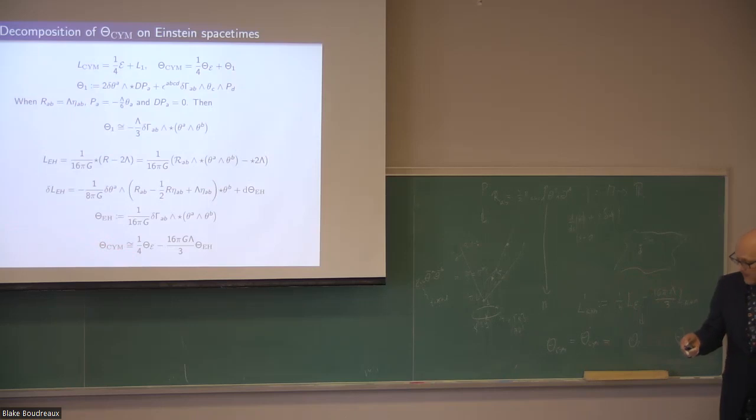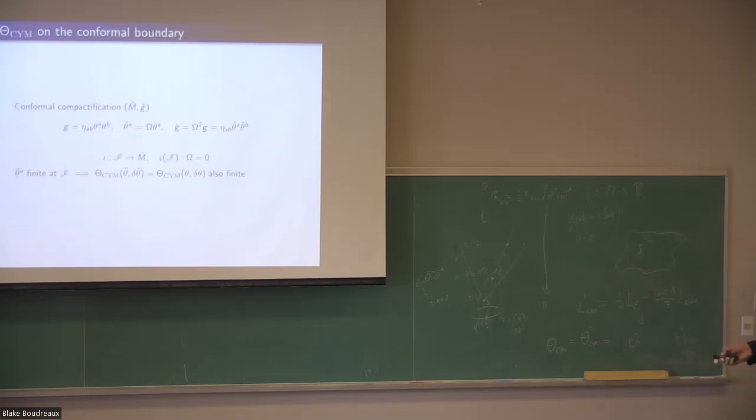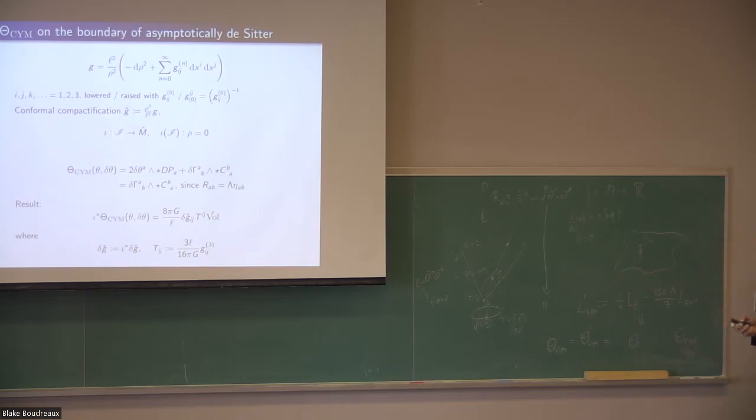Okay, and now the application. So now we go to brute force methods, which we use in physics: introduce coordinates. These are the so-called Fefferman-Graham coordinates, and they describe the asymptotic boundary, the conformal boundary, of asymptotically de Sitter spacetime. Then we calculate our important fields: the zeroth order term, which gives the background metric, and the third order term, which gives the so-called holographic stress energy tensor, which also has nice holomorphic properties.